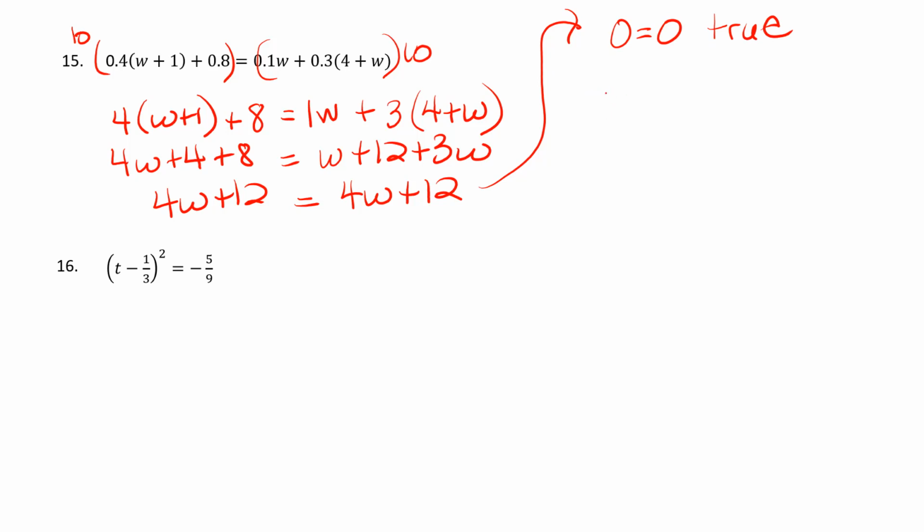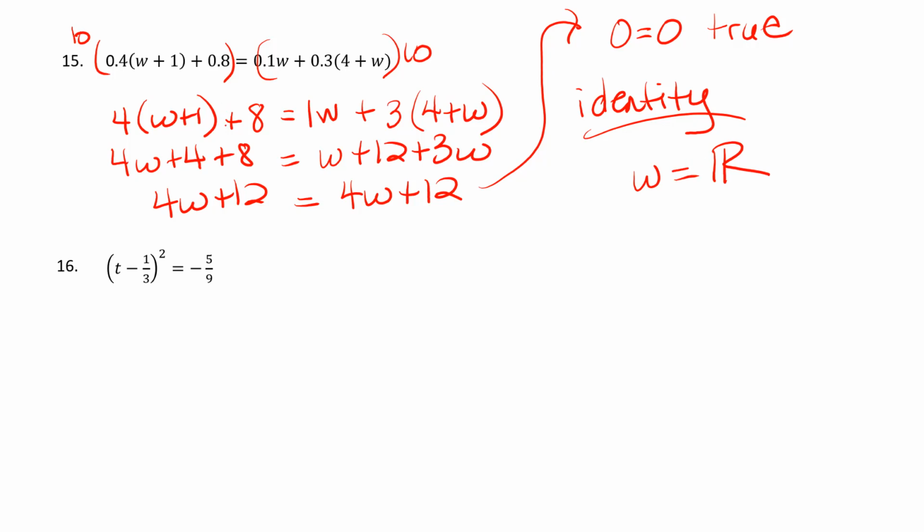So we would say that this is an identity. This equation is true no matter what you put in for w. And so we would say it's an identity. We would say that w can be any real number.